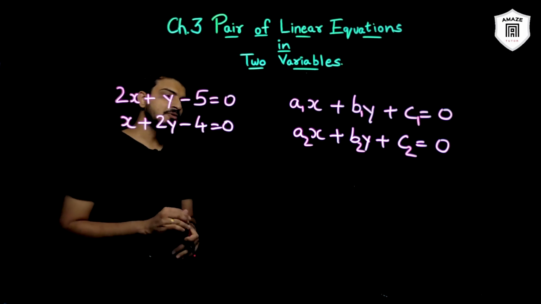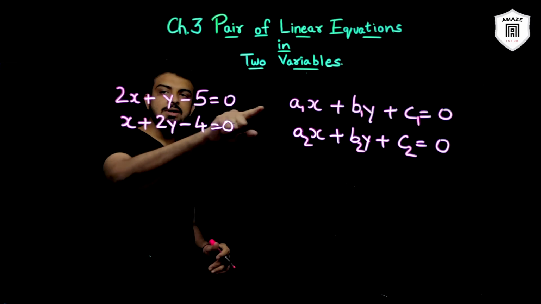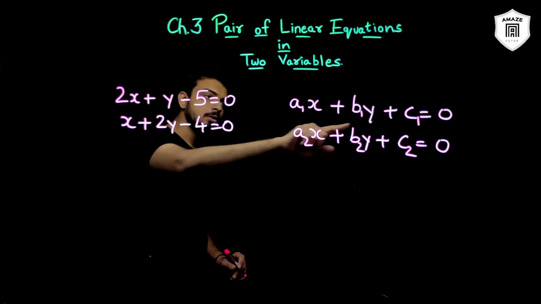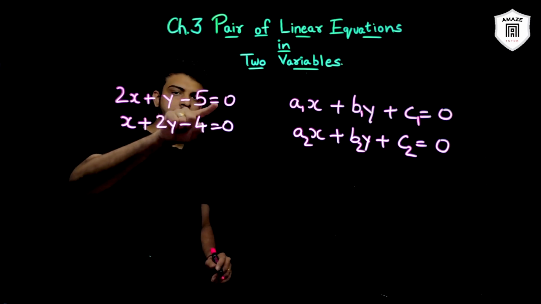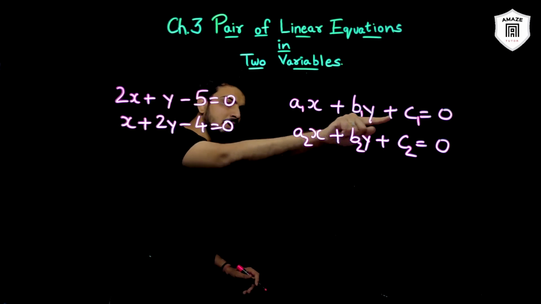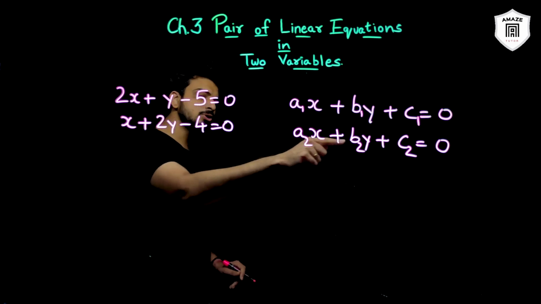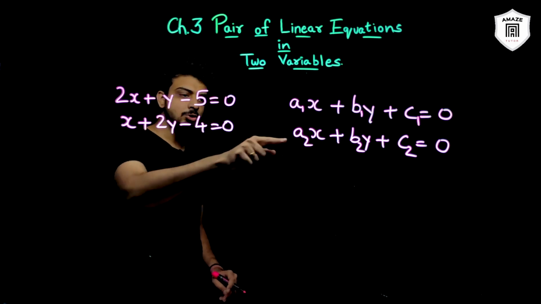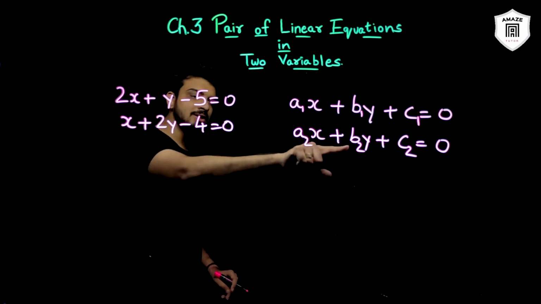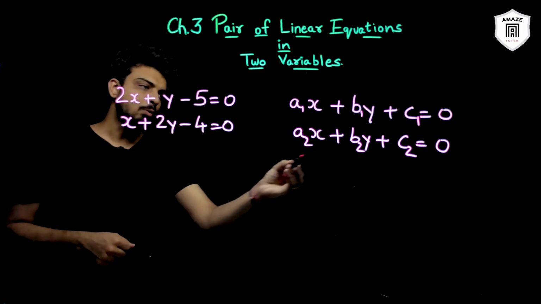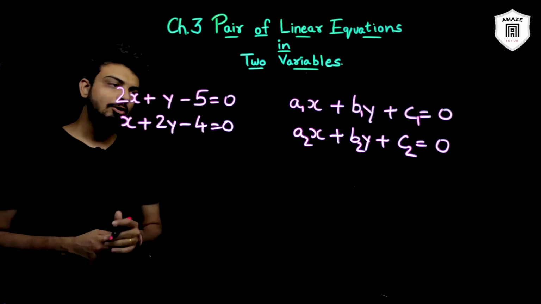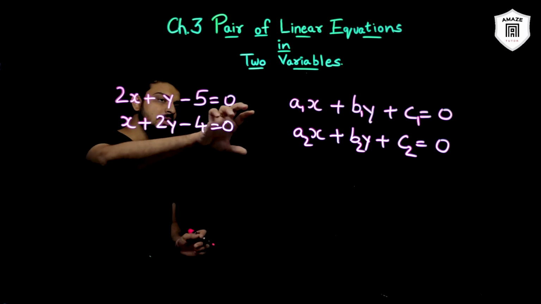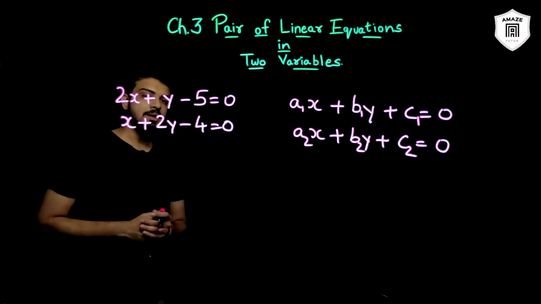That means I can differentiate here that the value of a1 is 2, b1 is 1 and c1 is minus 5 for the first equation. So I have written a1, b1 and c1. Okay, a2, b2, c2 are the values of a, b and c for the second equation. So what is a2? 1. What is b2? 2. And what is c2? That is negative 4. Right? So the pair of linear equations in two variables can be represented in this manner.